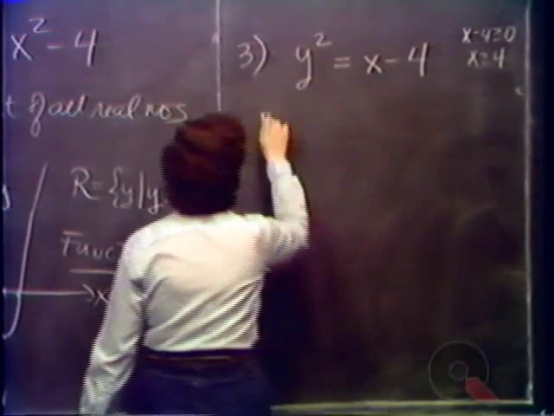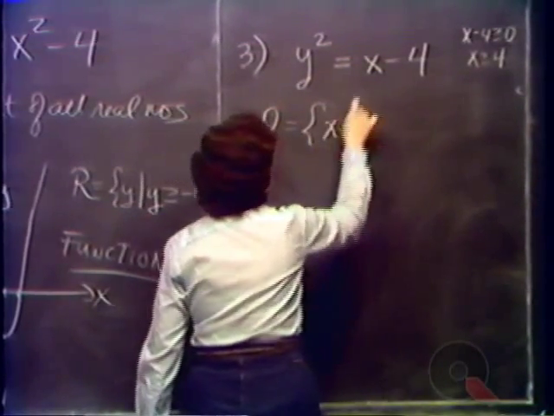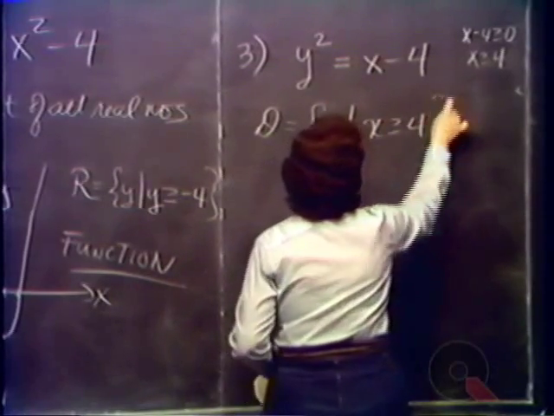So the domain in this case is the set of all x values greater than or equal to 4.